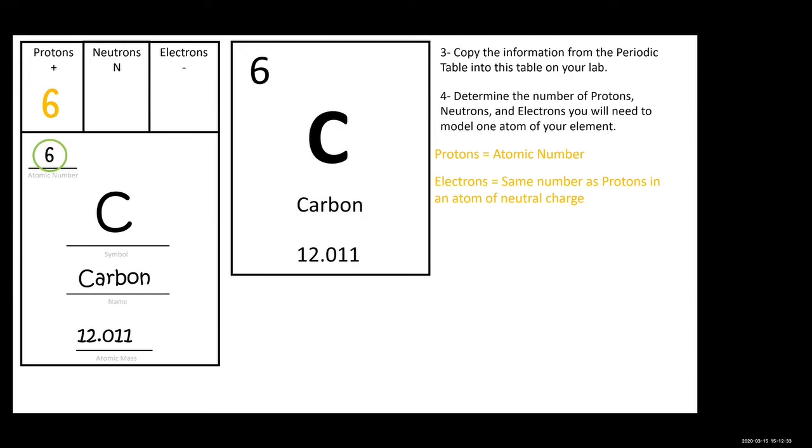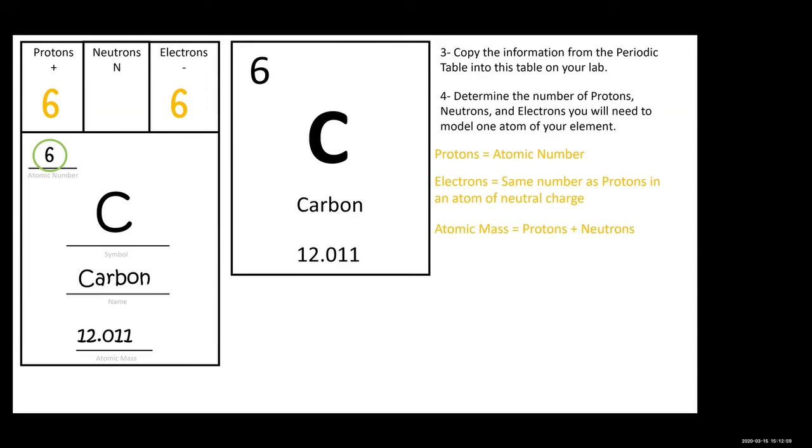Your protons have a plus sign because they have a positive charge. Your electrons have a negative sign because they have a negative charge. Your neutrons are neutral, they have no charge at all. So if you want an atom that is stable and has a neutral charge, you have to have the same number of pluses as you do minuses. So if we have 6 protons, we are going to need 6 electrons to make this atom neutral.